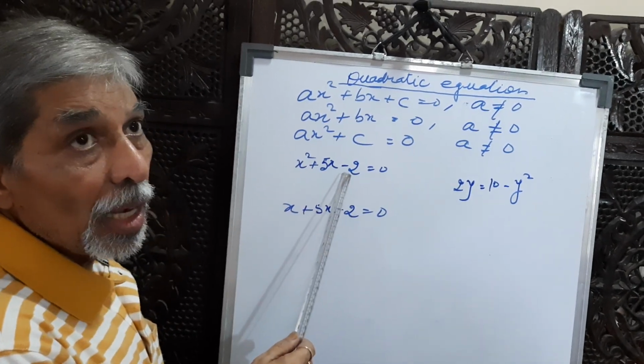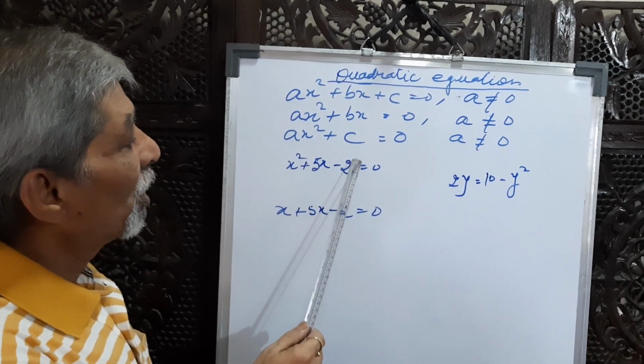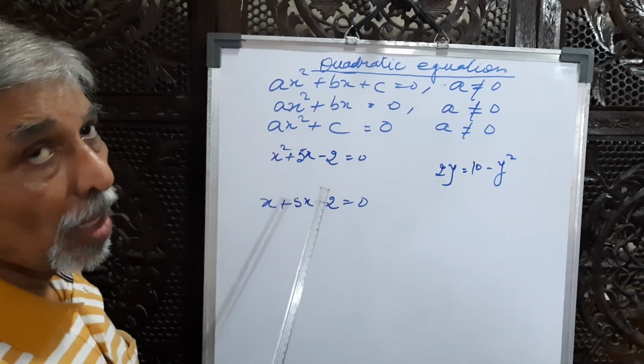There is power degree is 2, here it is 1, it is 0. So this way this is a given quadratic equation.